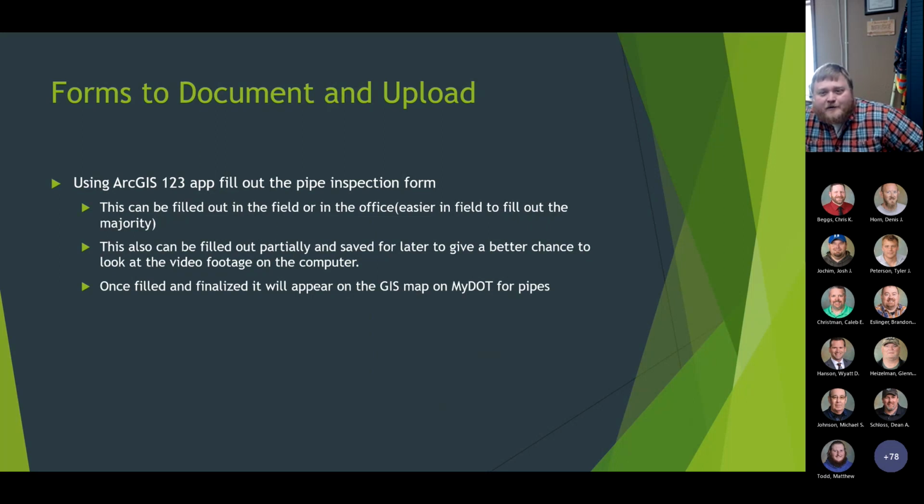And then after you filled out about all you can in the field, you can save it in your drafts and then wait to finish filling it out till you can actually see the video footage better in the computer, where you can pause and zoom in and do that kind of stuff. And then once the form is finished and finalized, it will get uploaded to the GIS map on MyDOT for the pipes. There's a culvert inspection page map that will bring all of the pipes that have been inspected and the forms filled out properly.